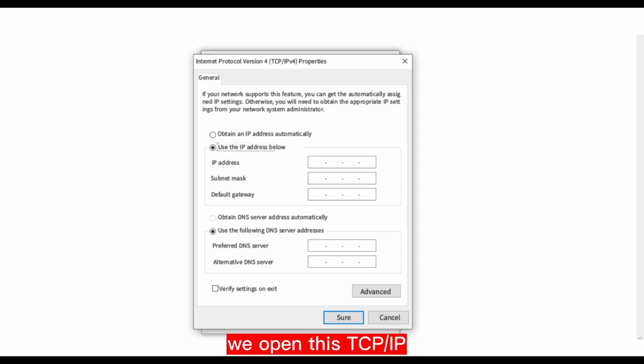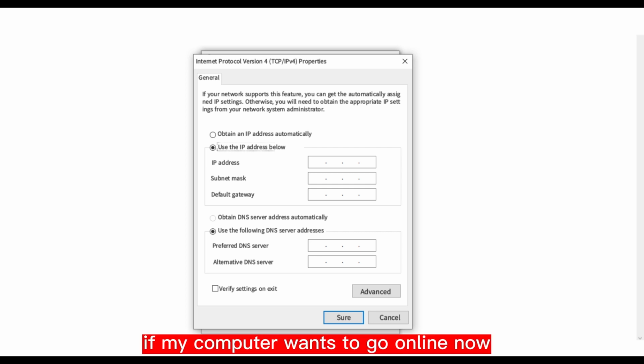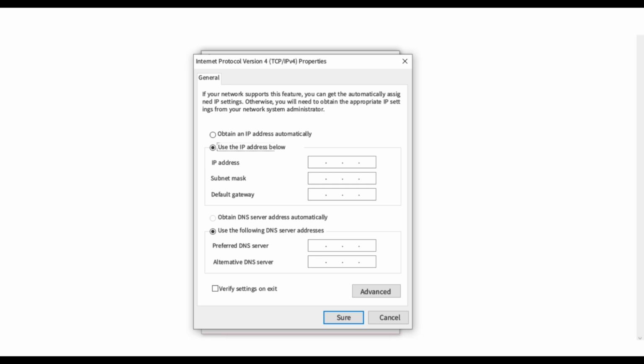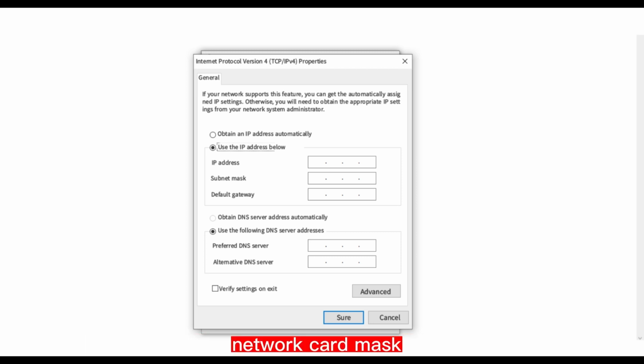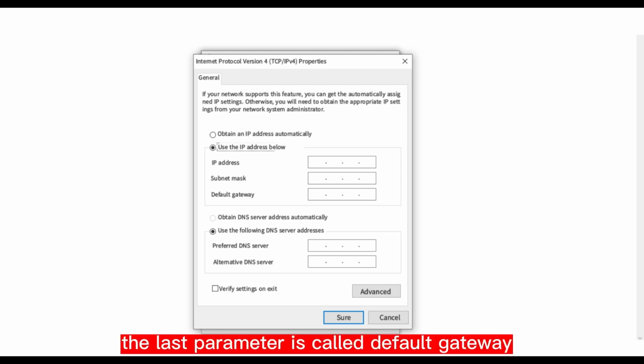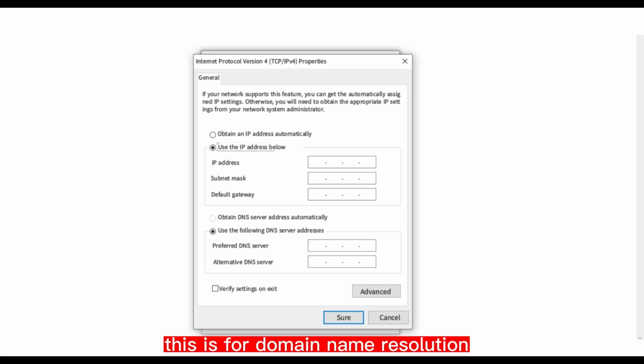We open this TCP/IP and tick manual mode here. If my computer wants to go online now, some parameters must be configured. The configuration parameters are an IP address, the network card mask, and the last parameter is called the default gateway. This one is for domain name resolution. Let's not look at this. For our daily surfing, not communicating within the LAN, you need to fill in a parameter called gateway.